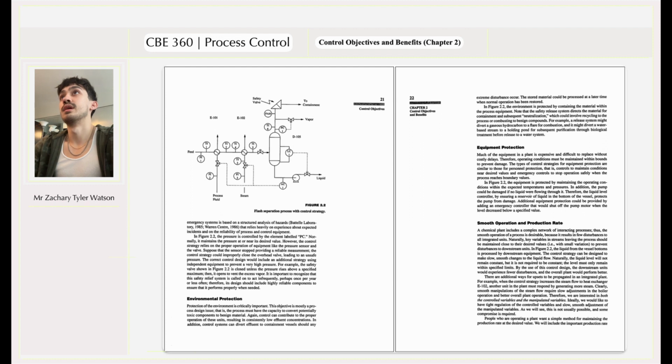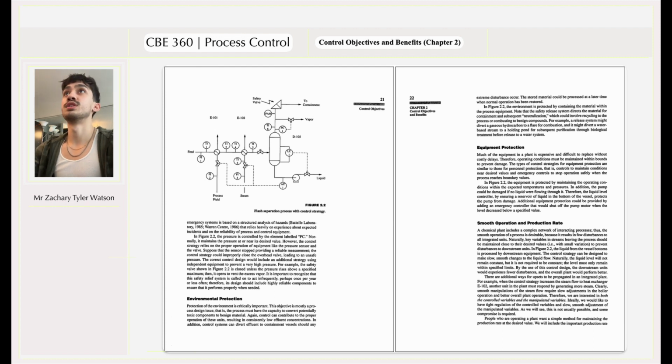I don't want to read that. Let me read it anyways. In Figure 2.2, the equipment is protected by maintaining the operating conditions within the expected temperatures and pressures. In addition, the pump could be damaged if no liquid were flowing through it. Therefore, the liquid level controller, by ensuring a reservoir of liquid in the bottom of the vessel, protects the pump from damage. Additional equipment protection could be provided by adding an emergency controller that would shut off the pump motor when the level decreased below a specific value.